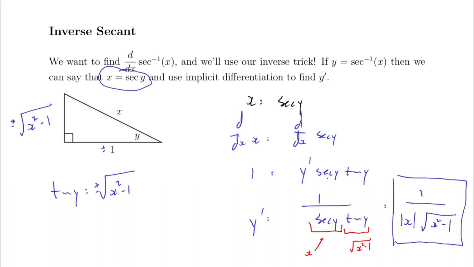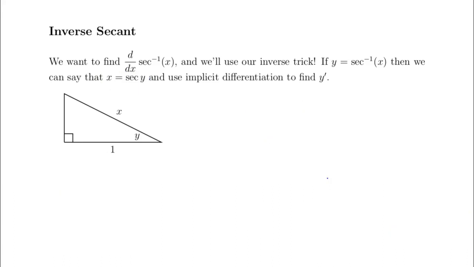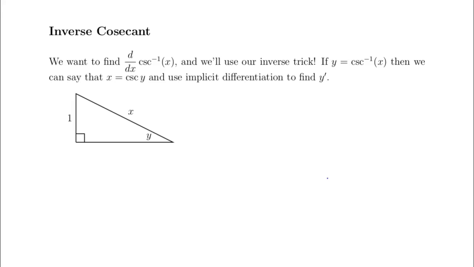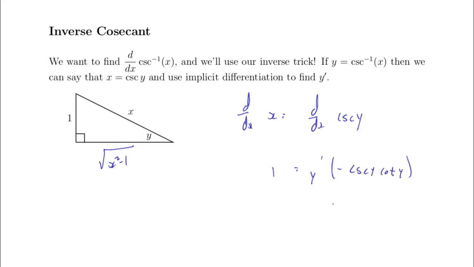All right, cool. So, oops, I have another blank slide of that. I don't need that. So this is what we normally have as our derivative of inverse secant here. For inverse cosecant, it's going to go exactly the same way. So we've got square root of x squared minus 1. We can just write this out. The derivative of x is going to equal the derivative of cosecant y. That's going to be a 1. We've got a y prime. We've got a negative cosecant y, cotangent y. So y prime is negative 1 over cosecant y, cotangent y.